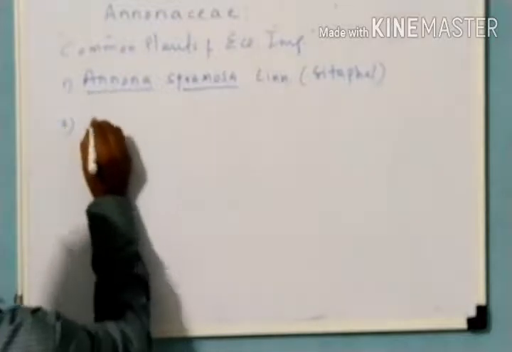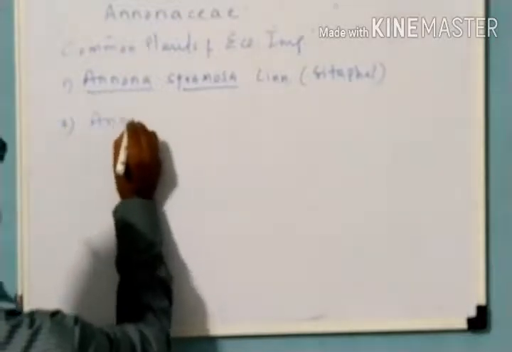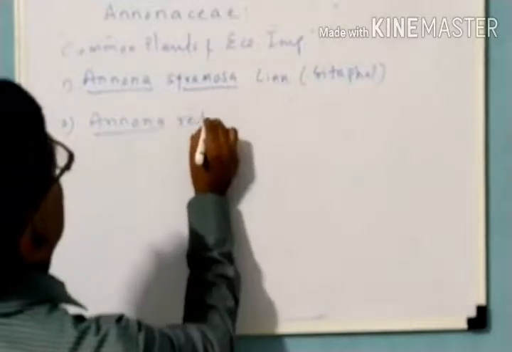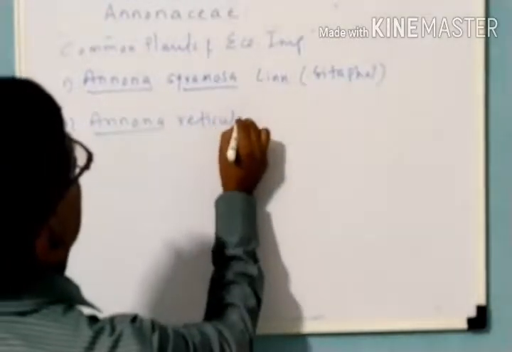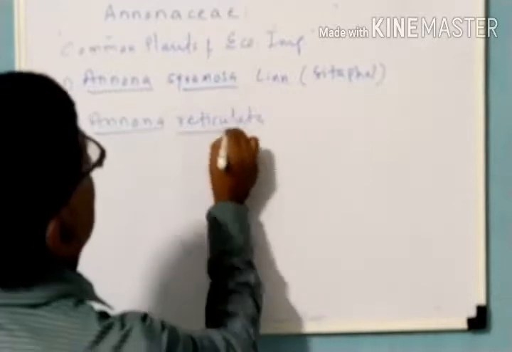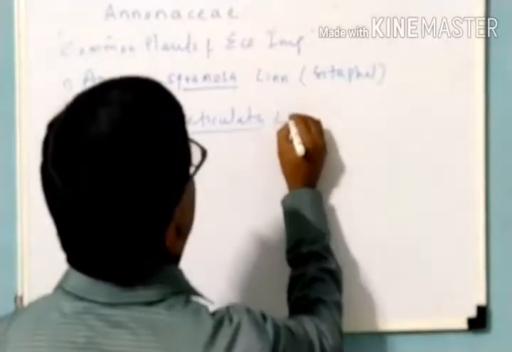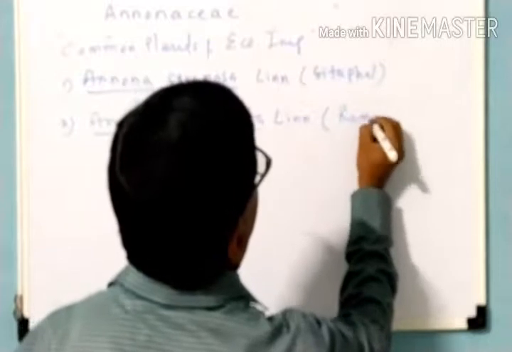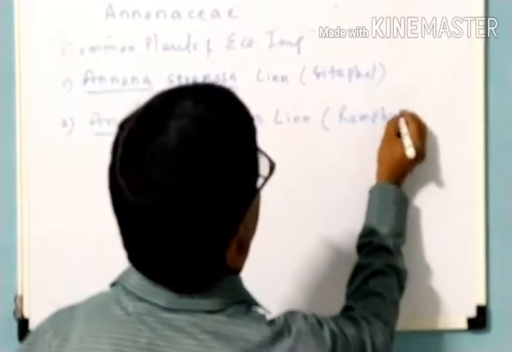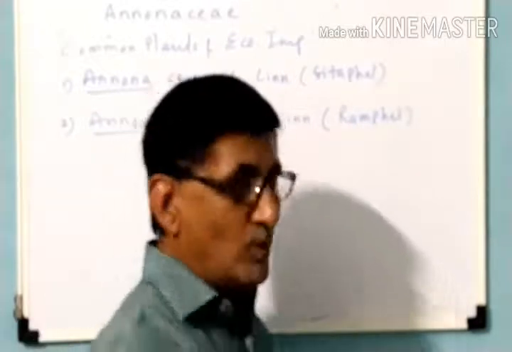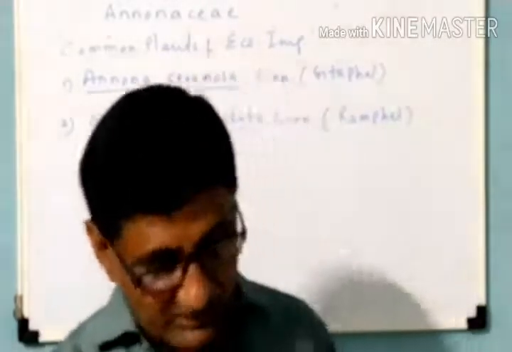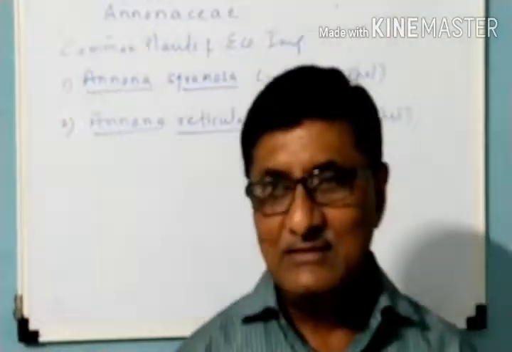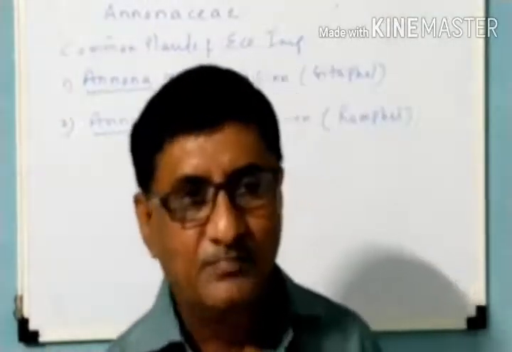Another famous plant is Annona reticulata. The authority is also the same, Lee, and it is commonly called Ramphal. This plant is also a wild edible plant cultivated for its fruit. The fruit is edible and can also be eaten in the country and in the world.